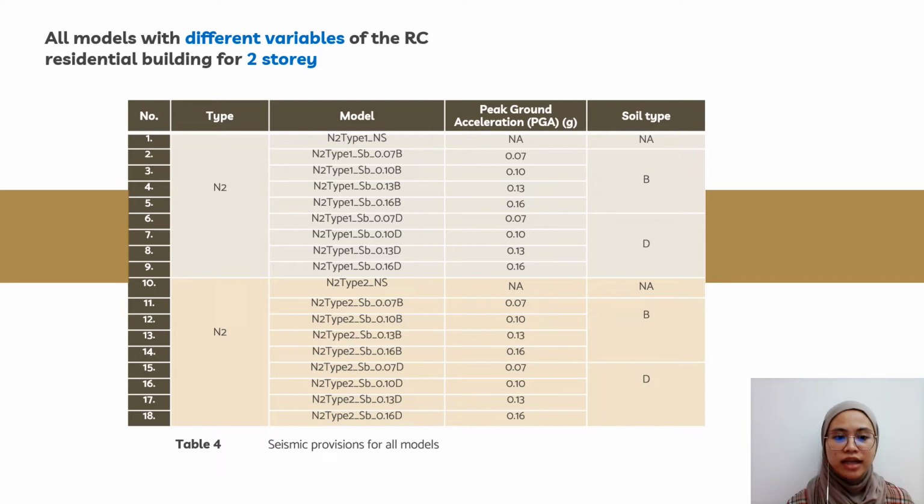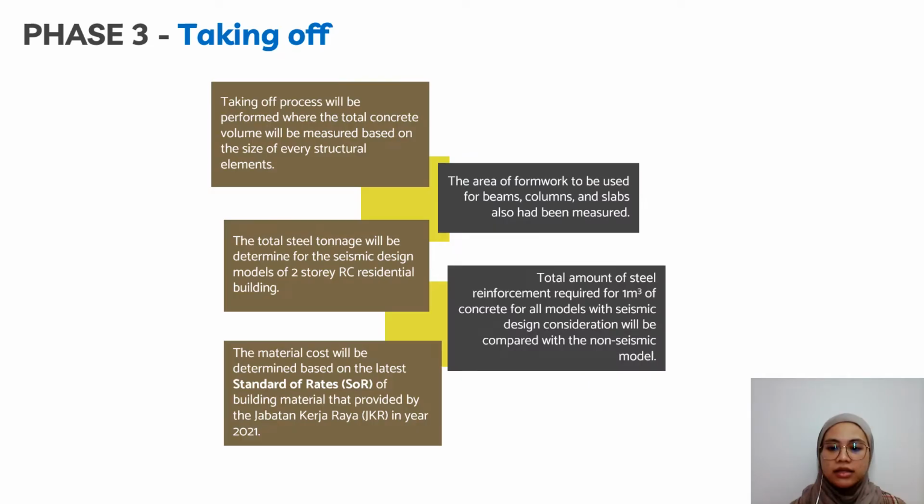Overall, there are 18 models with different variables of the RC residential building for 2-story. The amount of concrete, formwork, and steel reinforcement for all RC residential models was determined during the final stage of the taking off process. The seismic model findings were compared to non-seismic model results and presented as weight of steel reinforcement per 1 meter cube concrete.